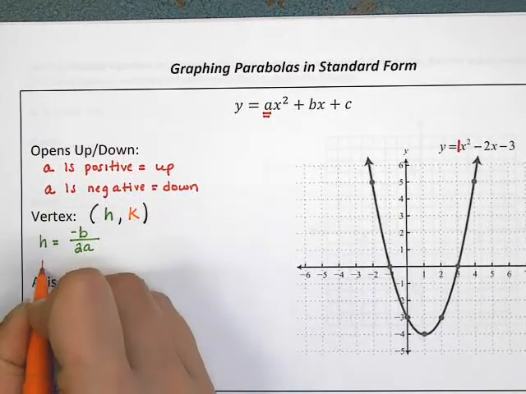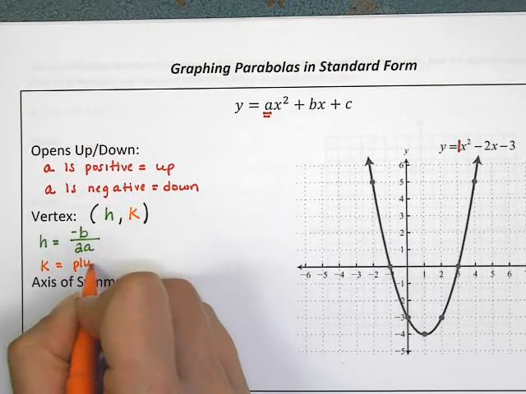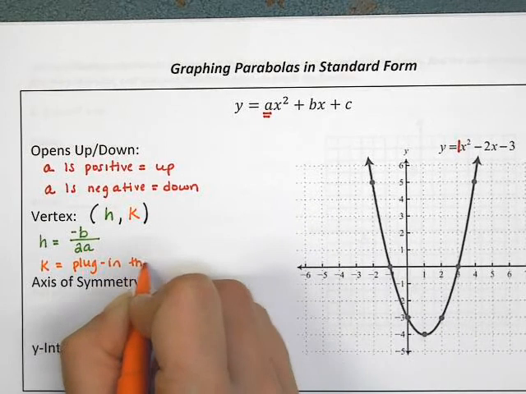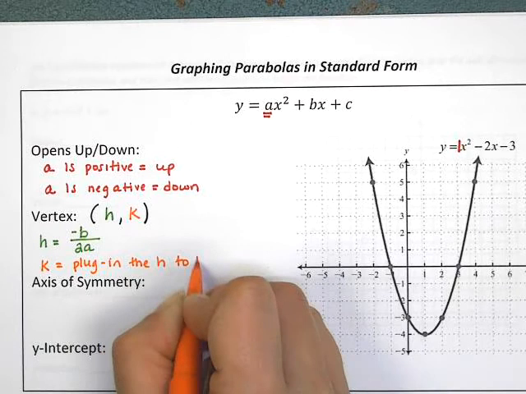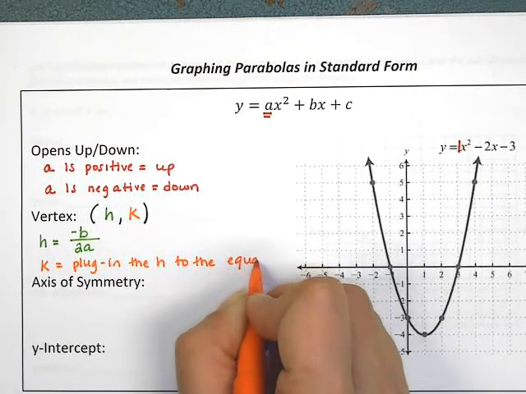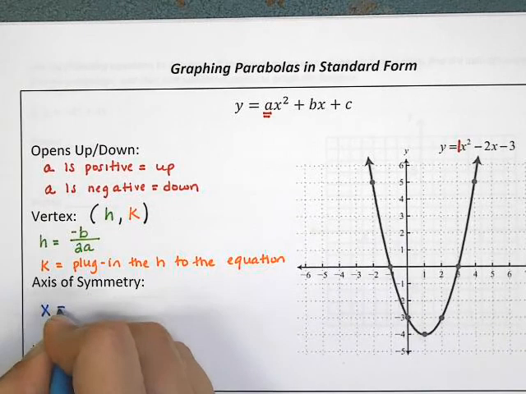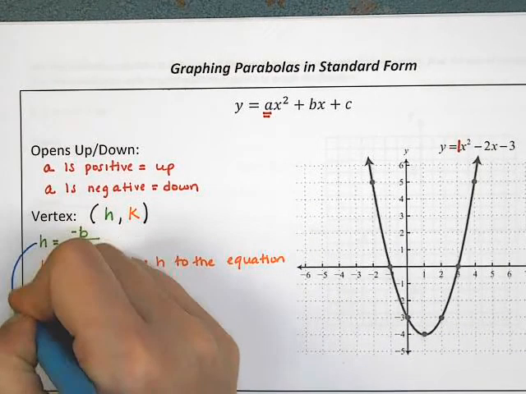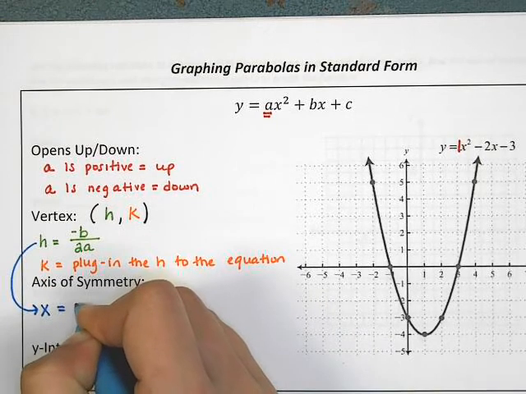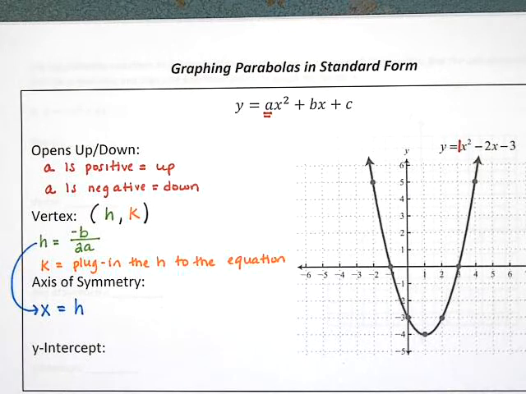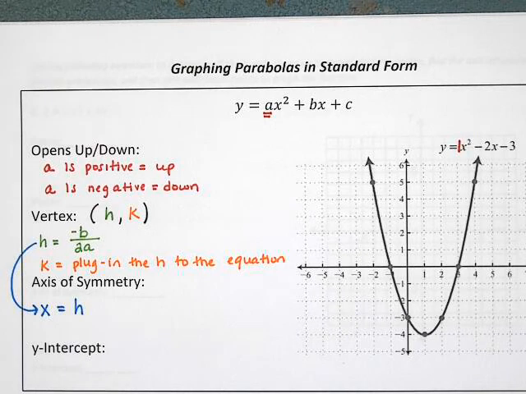Then, in order to get your k, you're just going to plug in the h to the equation. So once you know the x coordinate, the h, you're just going to plug it in to get the y. Now your axis of symmetry, same as before, is always going to go through your vertex. So it's going to start with x equals, because it's a vertical line, and then you're going to use the same number you calculated here to put it here, because it's going to pass through the same x coordinate as your vertex.